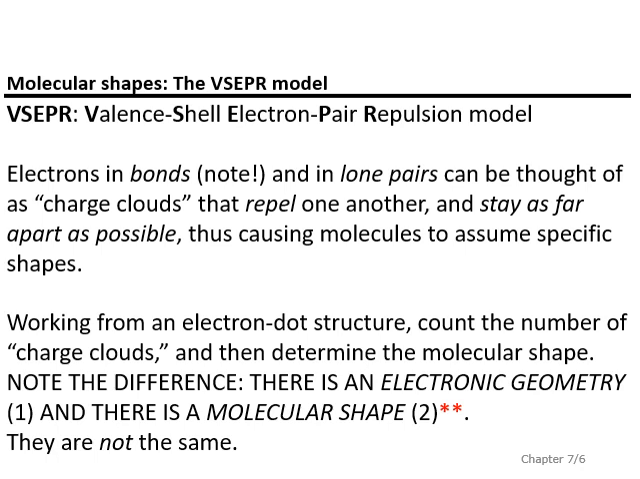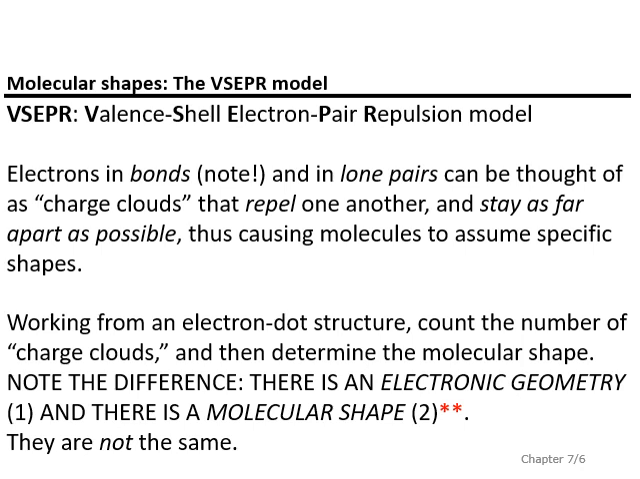Okay, the charge clouds will always be the same, which you'll understand better when we get to some examples. For example, water and ammonia and methane all have the same electronic geometry, because all three of them have 4 charged clouds around them. But they won't have the same molecular shape.